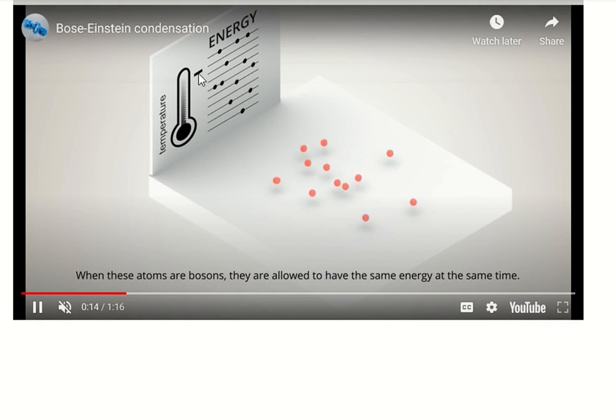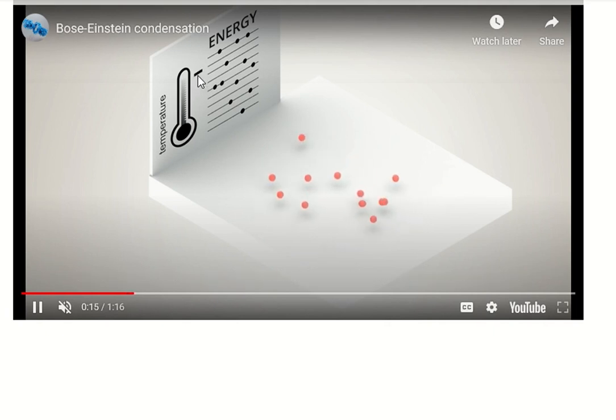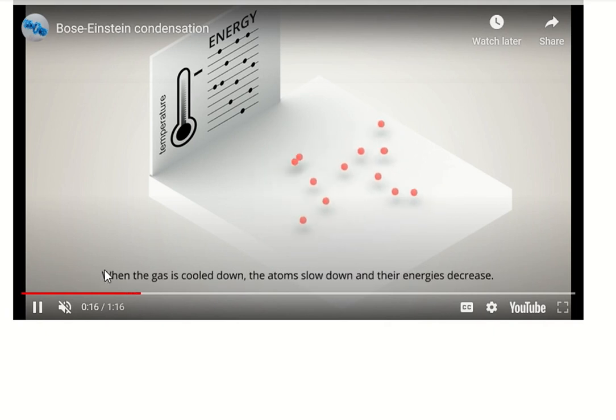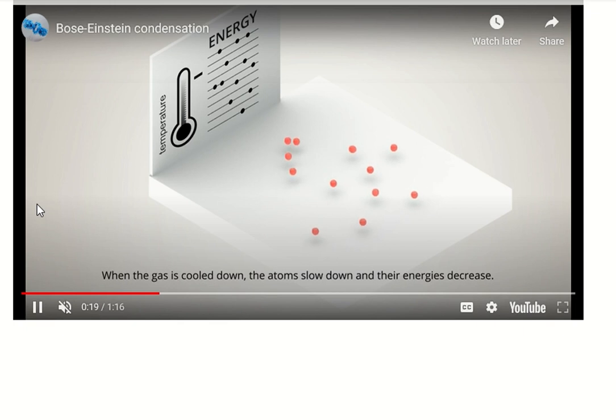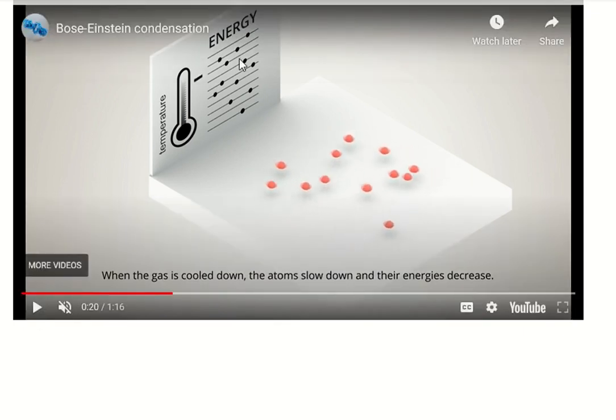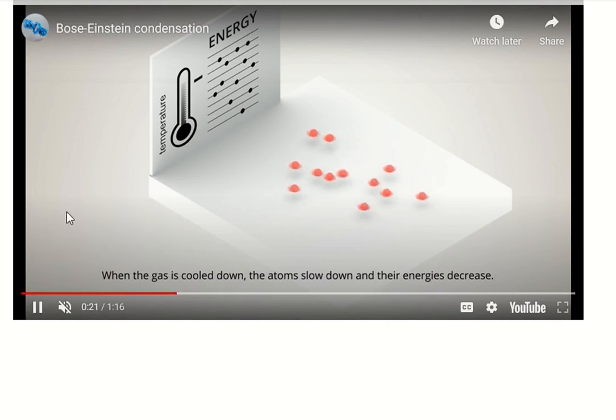So now you see what will happen when this energy is lowered and the gas is cooled down. Atoms slow down and their energies decrease. Okay, so if you see now the energy levels, particles are going slowly down in their energy levels. So this is somewhat of a schematic diagram. This is the energy thing that is related to the particles. So have a close look.